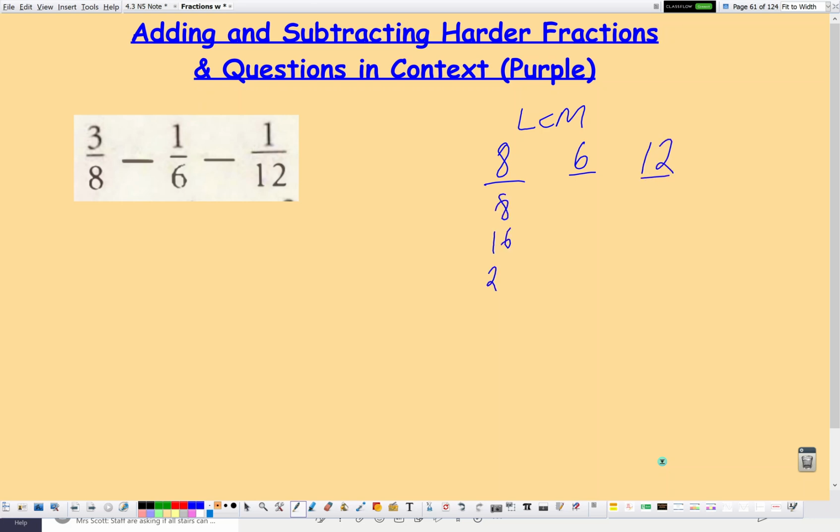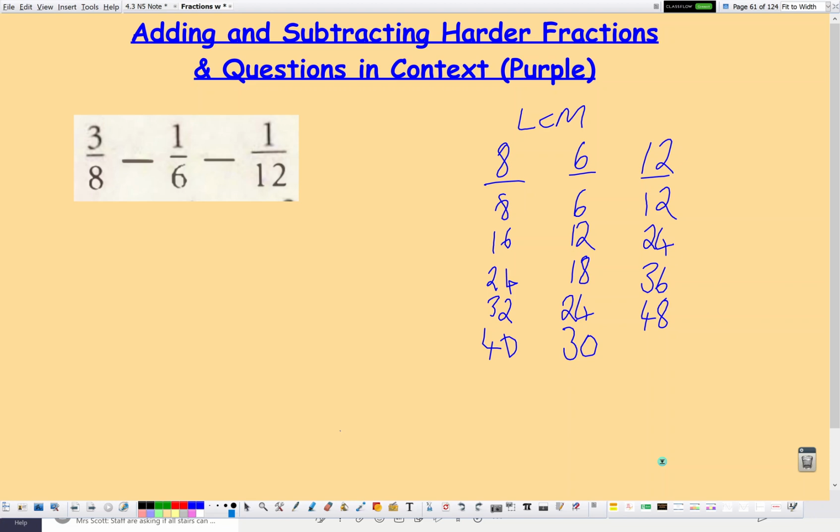8, 16, 24, 32, 40, right, that's enough of that. 6, 12, 18, 24, 30. Oh, I've spotted one that matches. Let's see if this one does. 12, 24, there we go. 36, 48. So yes, we do get that there is a common multiple. Of course, there will always be one. The lowest one is here on this list, and it's 24.